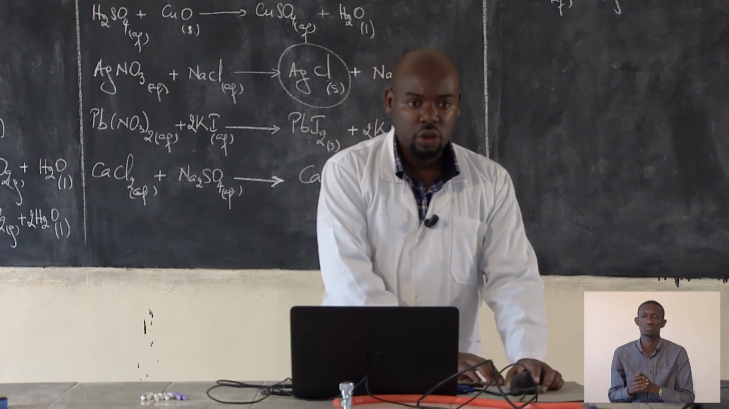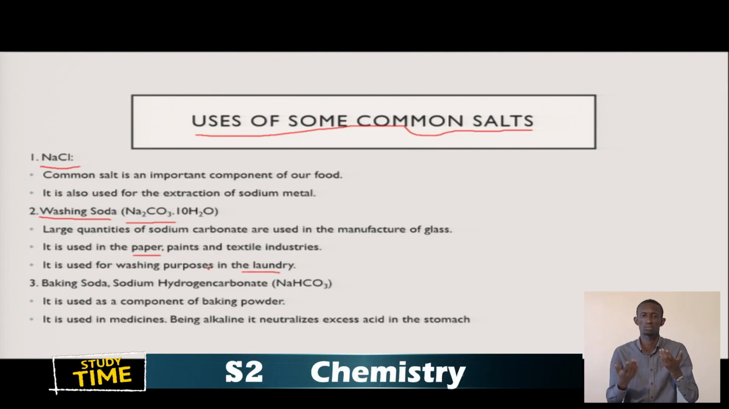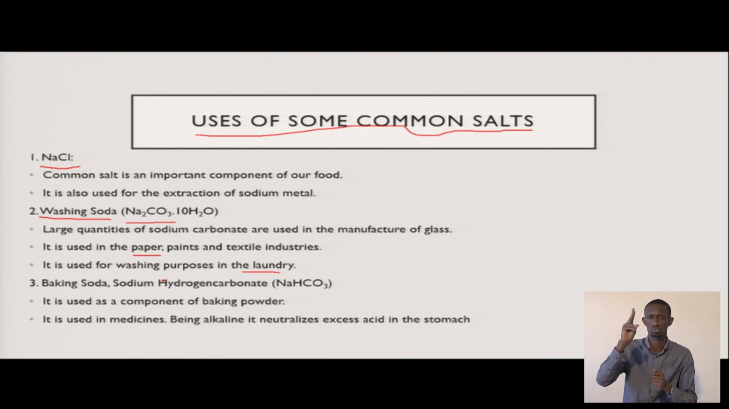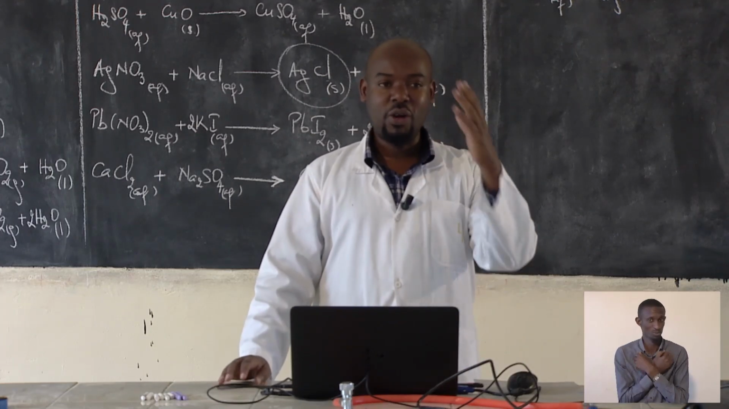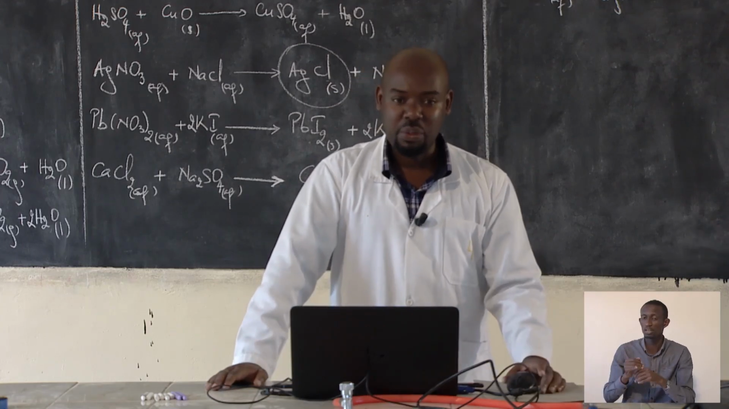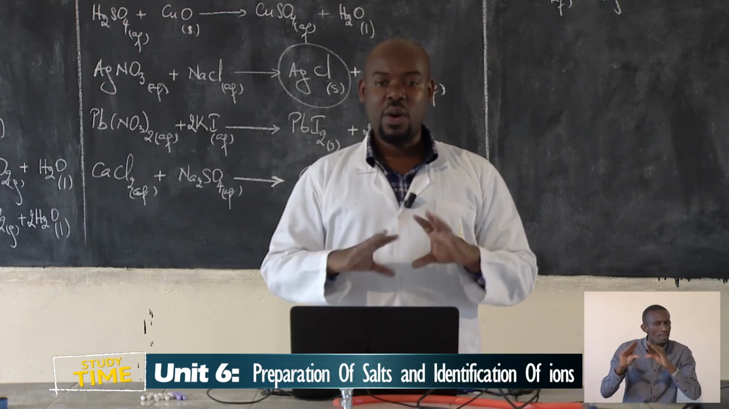There is a salt we call sodium carbonate, commonly called washing soda. It can be used in the manufacture of glass, in the textile industry, in the paper industry. It can be used in laundry, so it has many uses. We know sodium hydrogen carbonate, which is another salt of sodium, which is used in baking powder. I think you like bread, so it is one of the ingredients we use when making bread. And it can also be used to reduce the acidity in our stomach.